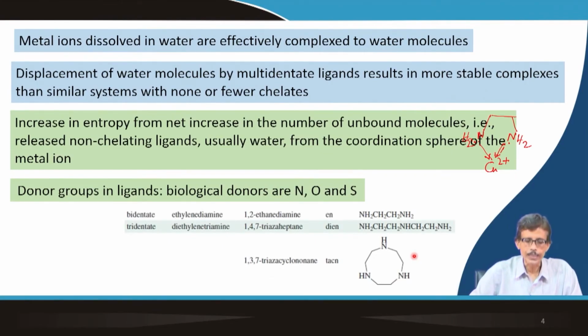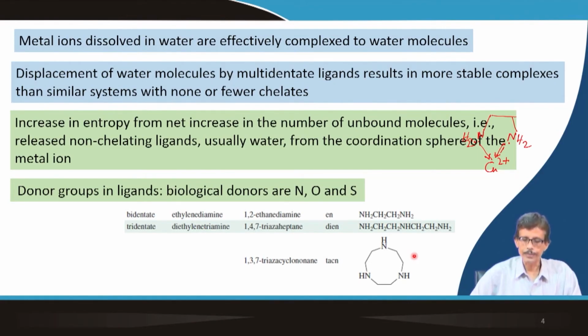So, now we see that the bidentate ligand is ethylene diamine, whose IUPAC name is 1,2-ethane diamine, abbreviated as en. Then if we increase it one step further, it will be a tridentate ligand, and that tridentate ligand basically gives us diethylene triamine, or 1,4,7-triazaheptane as the IUPAC name.